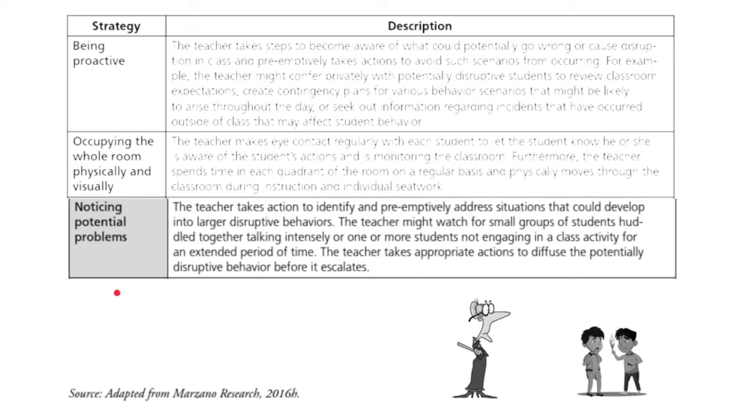So now we come to this strategy, which is noticing potential problems. We take action and identify preemptively situations that could develop into larger disruptions. We might watch for small groups of students huddled together talking intensely, or a couple of students not engaged in a class activity. We need to take appropriate action to diffuse potentially disruptive behavior before it escalates. So noticing and then addressing that proactively.